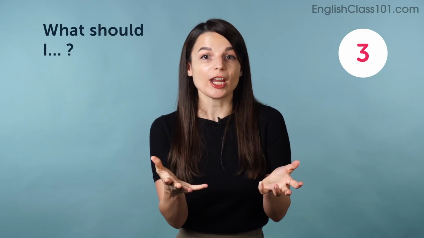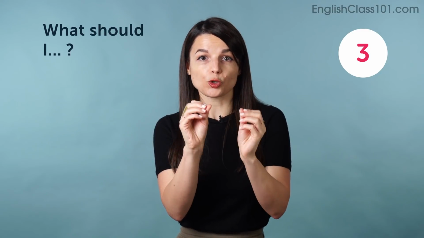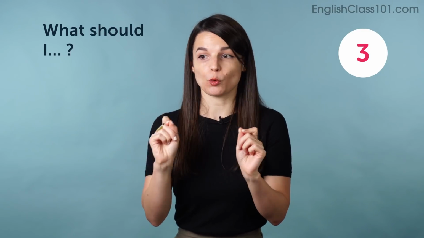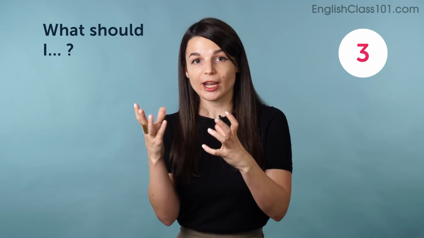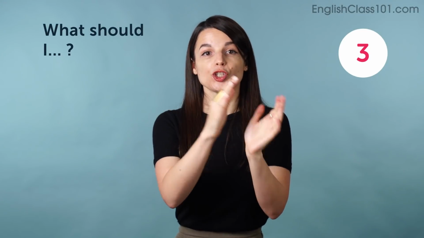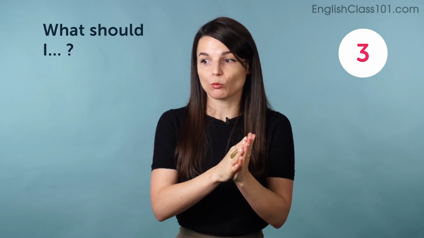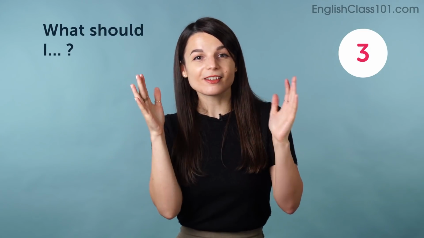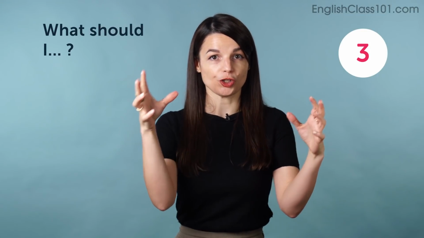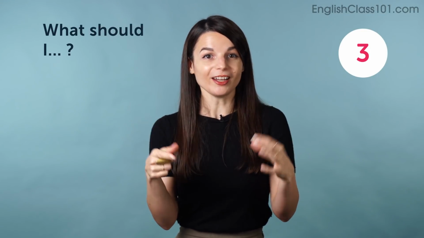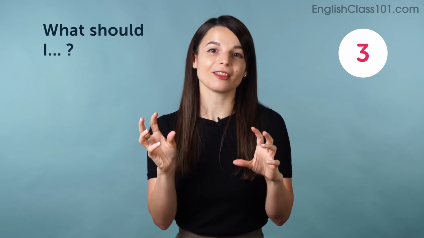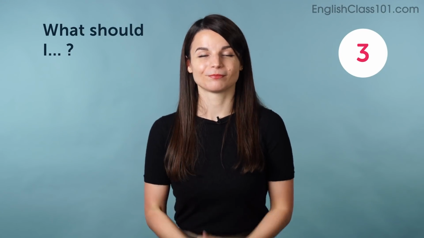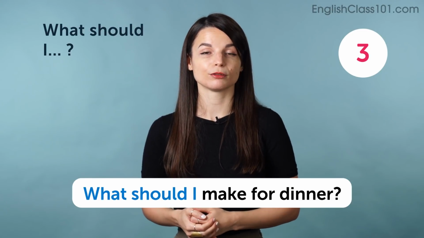Or maybe you can change the I to something else, to another person. What should he do? Or what should she do? Or what should they do? You can change that I in the sentence to ask about someone's opinion regarding a third person, regarding another party. So this is a very basic sentence, this pattern, but you can change it with these very simple, small things to ask about others outside yourself. Another example. What should I make for dinner?